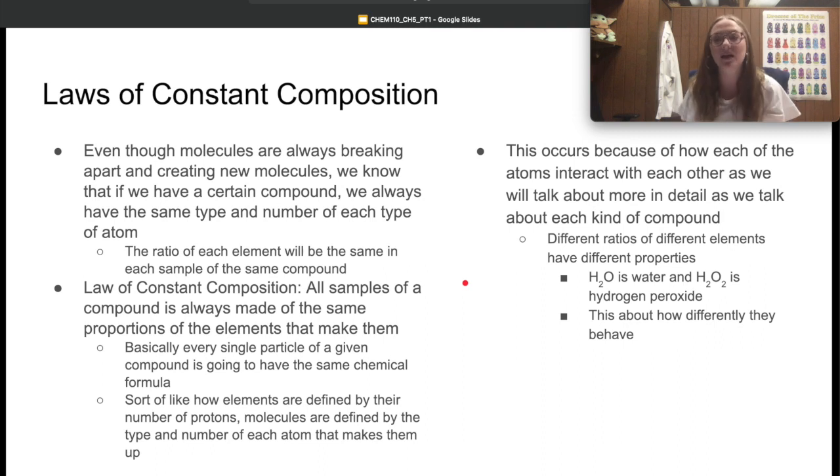So these 2 compounds have very different properties. And again, you may have experienced them before, right? H2O, water, and H2O2, hydrogen peroxide. Those chemical formulas are very, very similar, but they have very different behaviors, right?